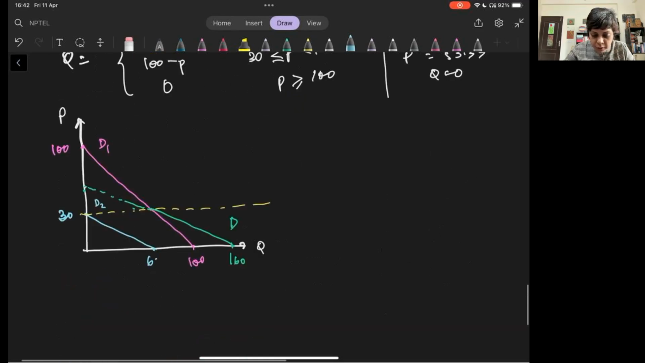Okay, so now the market demand curve is this green line. It follows this green line up till P equal to 30, and after that it coincides with D1. I'm purposely not drawing it on D1 because I want to show that they are both overlaying. And then after P equal to 100, it becomes 0. So this line is also important. There are 3 parts to it.